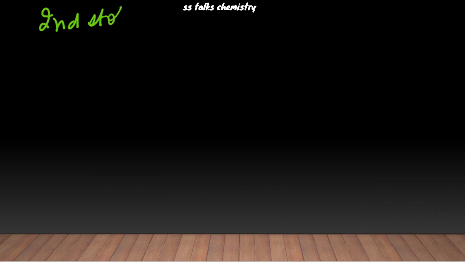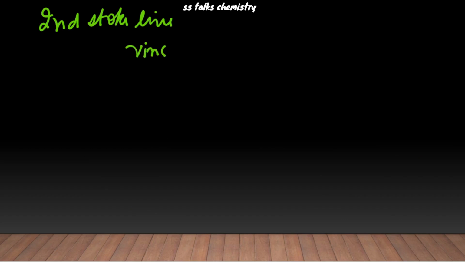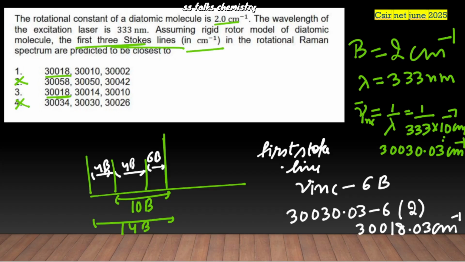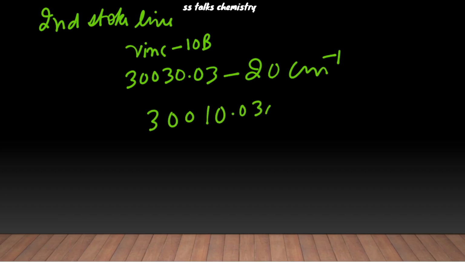Second Stokes line. So now you see this complete distance becomes 10b, right? Similarly for the second one, at the distance it will become 14b gap, right? So from the incident, subtract the 10b, so it will become 30030.03. This was the value that you obtained, right? From this, subtract the value of 20 centimeter inverse. So we will be getting 30010.03 centimeter inverse.